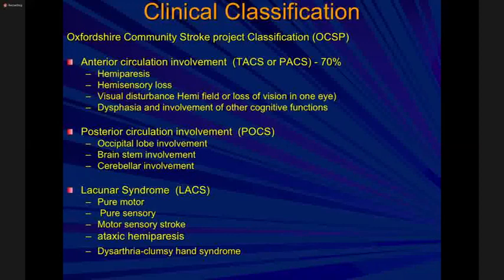Then in case of posterior circulation, it supplies the occipital lobe, I told you. So if the patient has isolated hemianopia, then you know that it's occipital lobe because it's isolated. If there are brain stem features or cerebellar involvement, then you know that is posterior circulation.